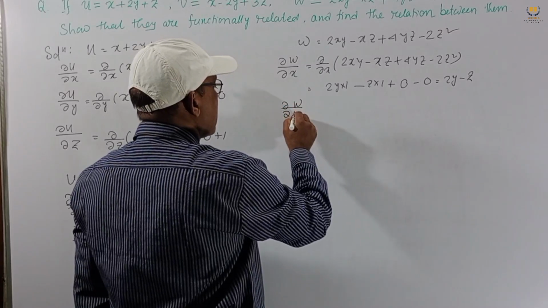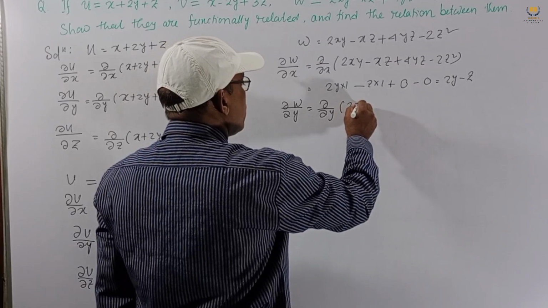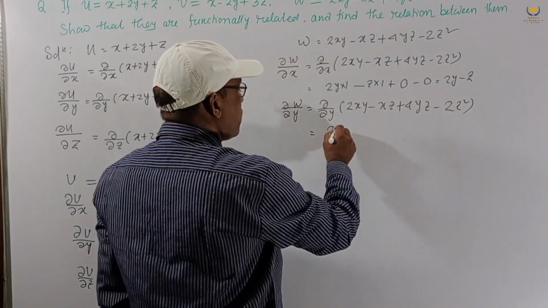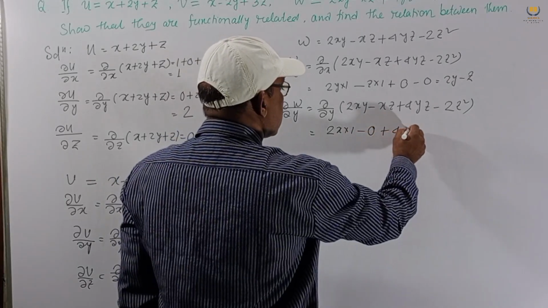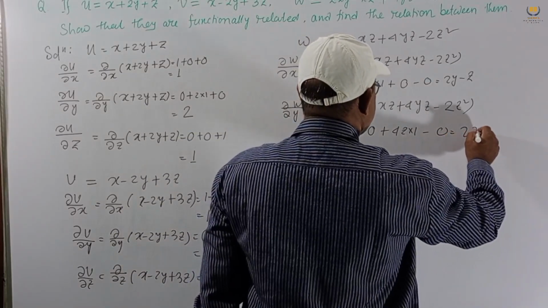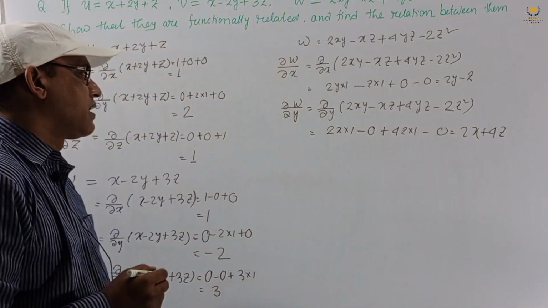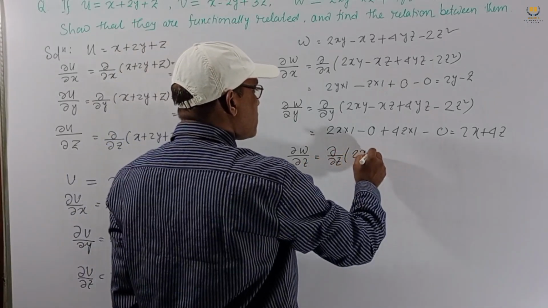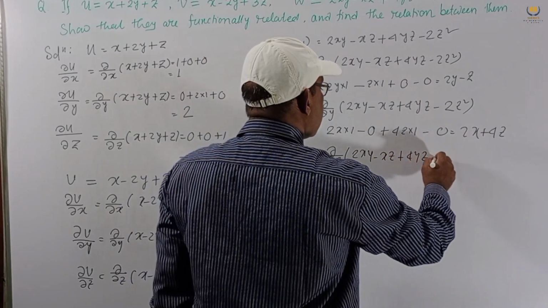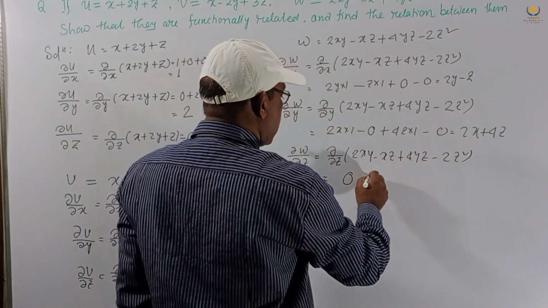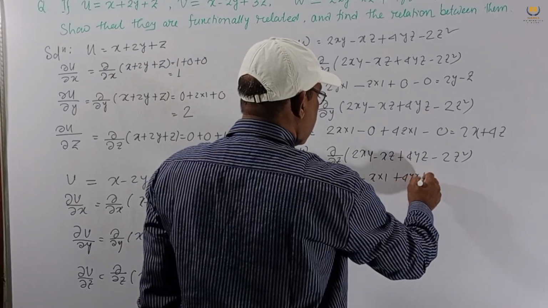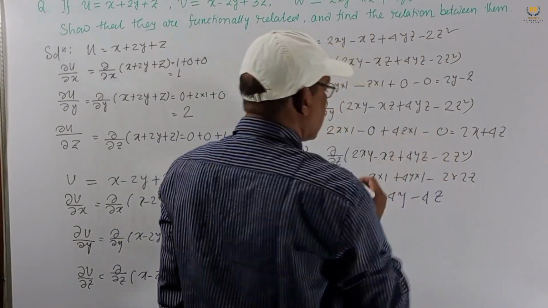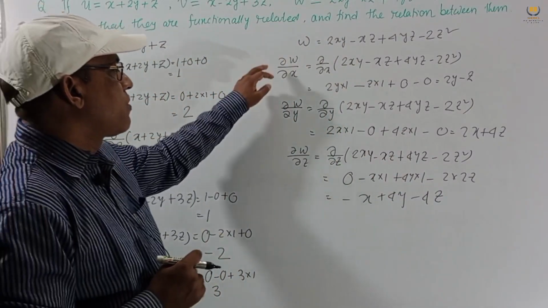Del w by del y, del y of 2xy minus xz plus 4yz minus 2z square, and this is 2x into 1 minus 0, 4z into 1 minus 0. So this will be twice x plus 4z. And del w by del z, this is del z of 2xy minus xz plus 4yz minus 2z square, and this equals 0 minus x into 1 plus 4y into 1 minus 2 into 2z, and this equals minus x plus 4y minus 4z. We get this one. So these are the values of del w by del x, del w by del y, del w by del z.